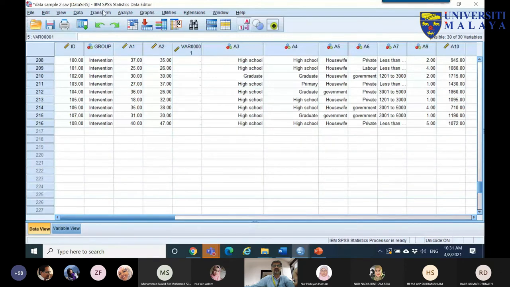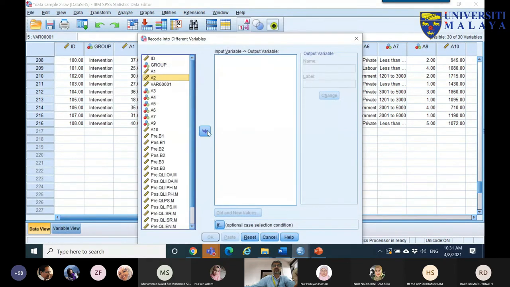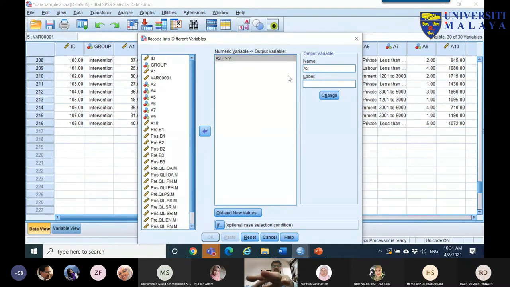No. As I mentioned, SPSS provides some options in data management. Under Transform, you can see here, Recode. Recode into different variables. I don't want to recode into the same variable because if I do, I will lose my original data. So that's why I always advise, if you want to do the recoding, please keep the original data and use Recode into Different Variables. Suppose I want to recode A2 into another variable, I just put the name A2.cat.